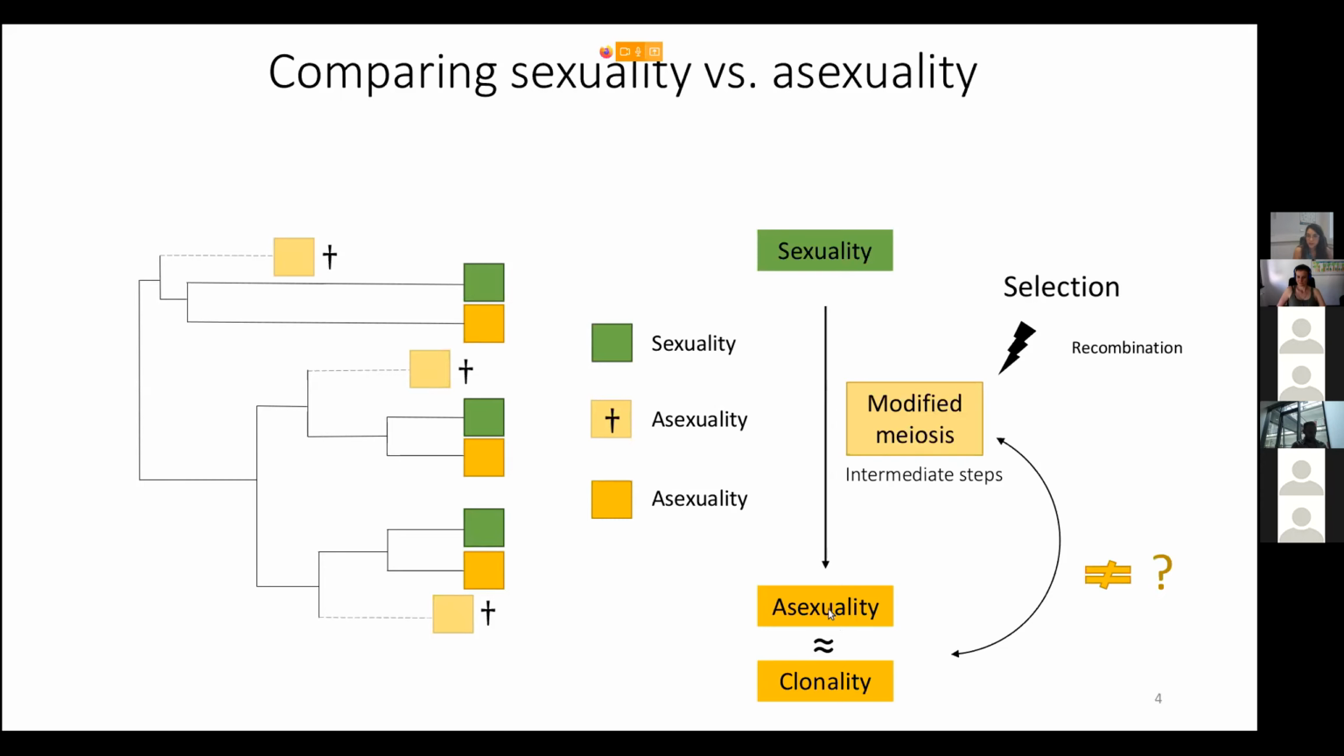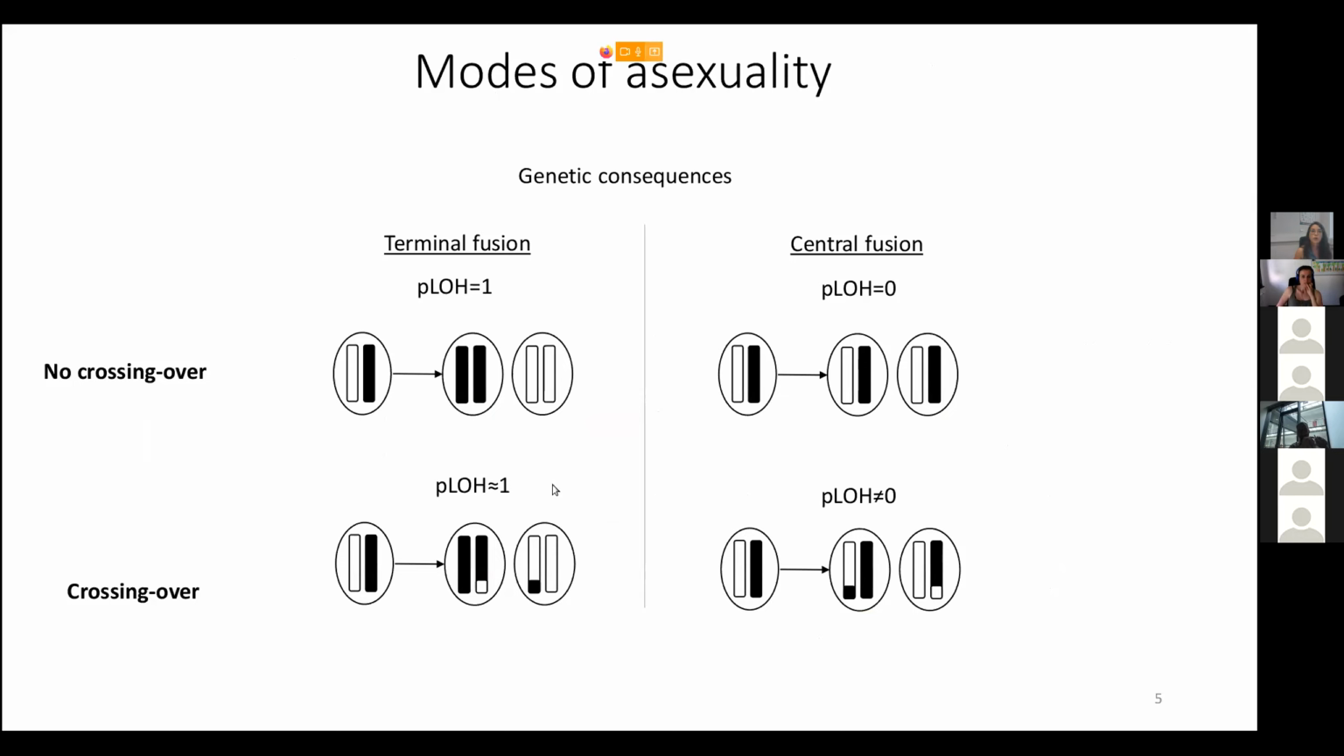Moreover, because asexuals have evolved from sexual relatives, they generally uncover different types of meiosis modifications, more or less advanced toward a system that can be genetically equivalent to clonality. But considering this cellular process in such intermediate steps is important, because selection would differ with respect to recombination and segregation compared to pure clonality. So for instance, I'm going to show you two types of asexual modes of reproduction derived from meiosis, with two opposite genetic consequences.